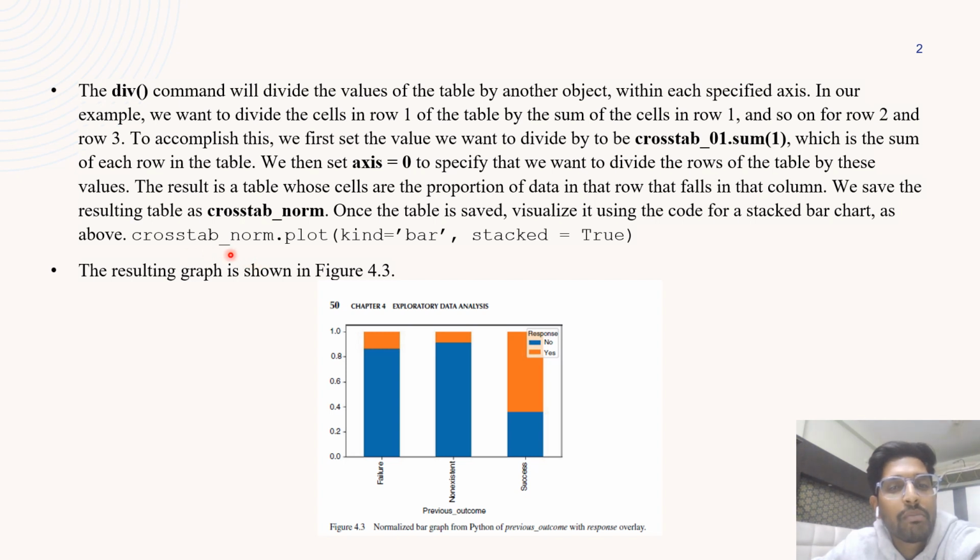Crosstab_norm. Now we build the norm table for this crosstab function. The crosstab_norm.plot kind is bar, which is the kind of graph we need to specify, and the stacking is true. So here, as we can see, it is the normalized graph where the values contain responses as yes and no, for failure, for nonexistent, and for success.